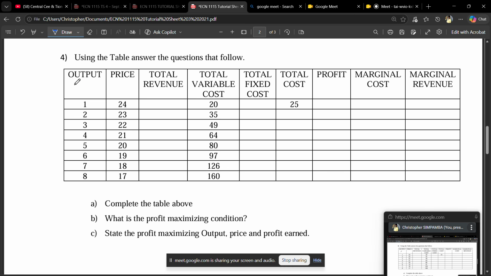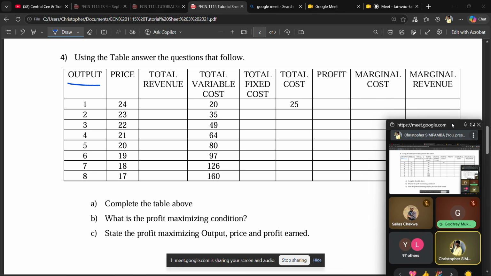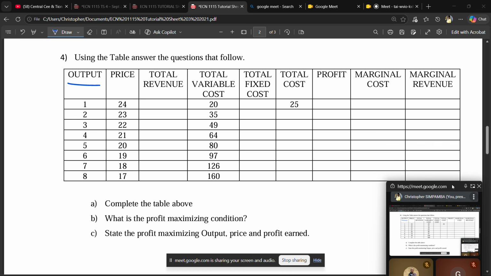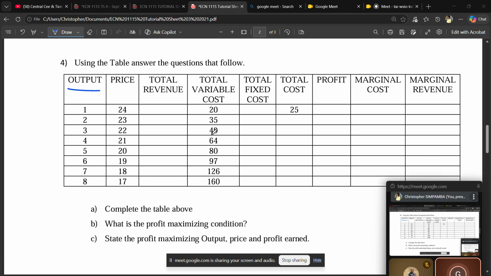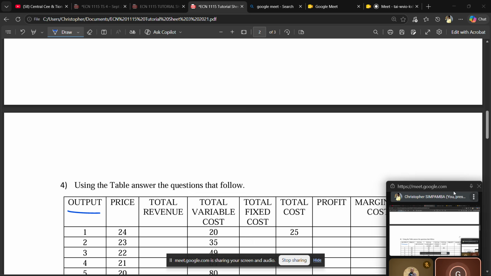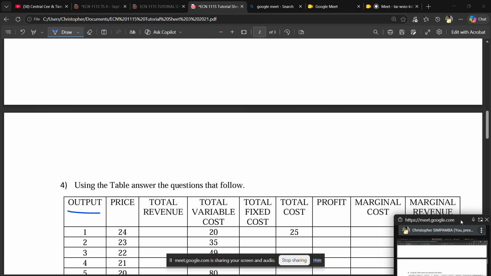We've been given quantity here. Yes, Godfrey. So when does the firm exit the market? In the short run? I just want you to explain when it exits the market, like if you're trying to differentiate between shutting down and exiting.